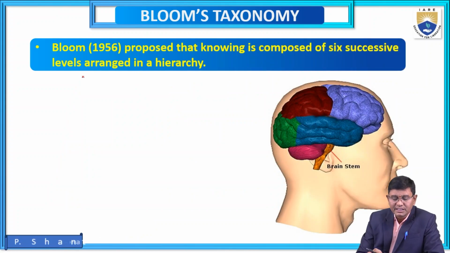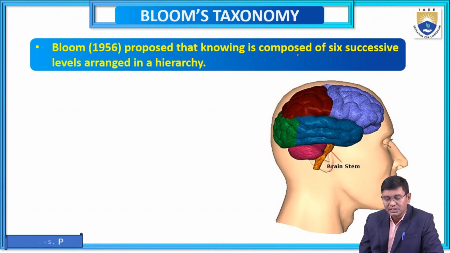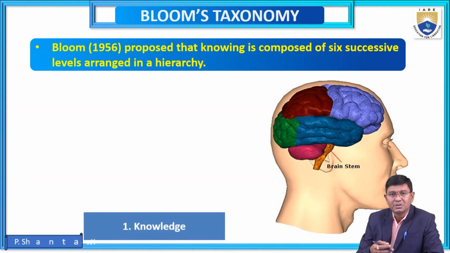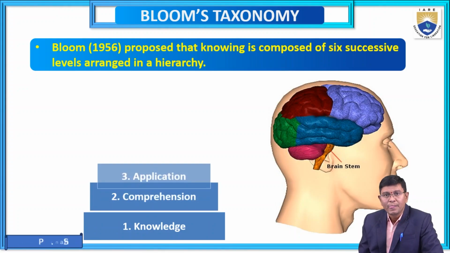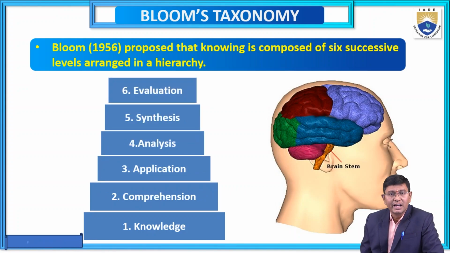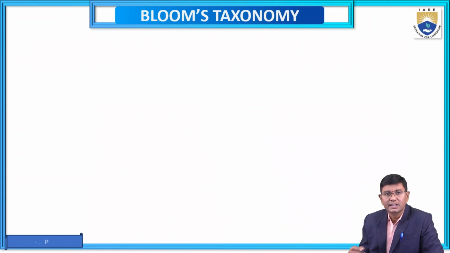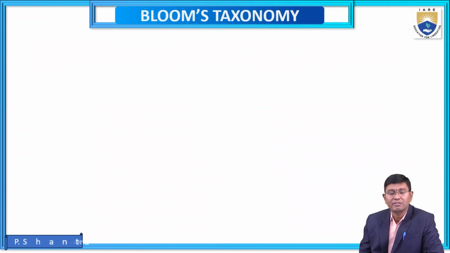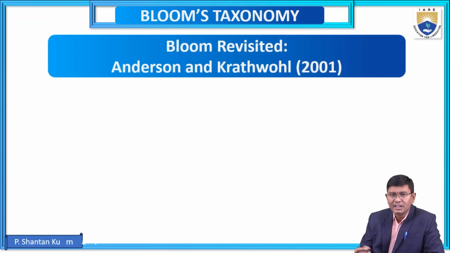And here, in the 1950s, it was proposed that knowledge is composed of 6 successive levels, like we showed in the previous slide: first is knowledge, second is comprehension, then application, analysis, synthesis, and finally evaluation. These are the 6 levels from the beginning to the top level. After that, they were changed in Bloom's revised version by Anderson and Krathwohl in the year 2001.